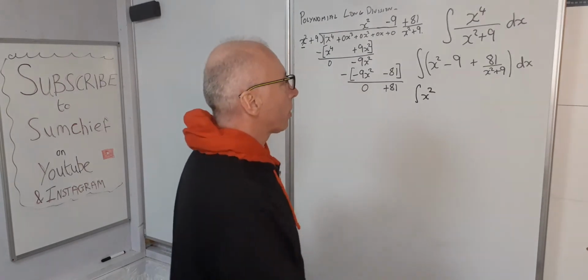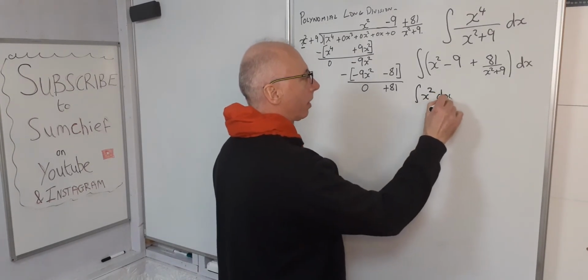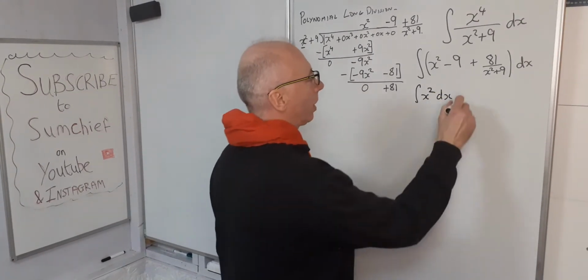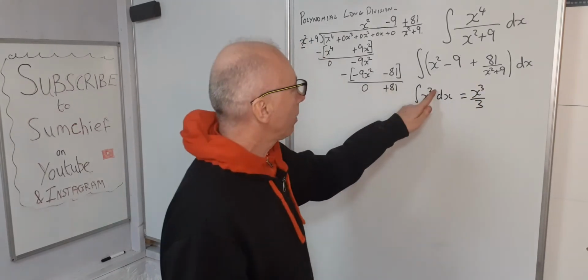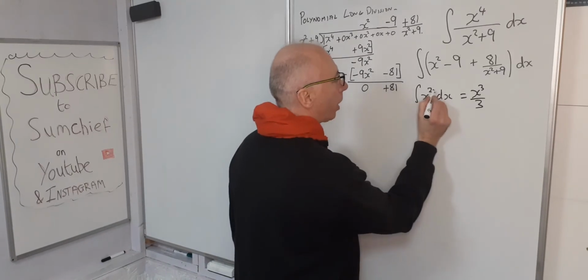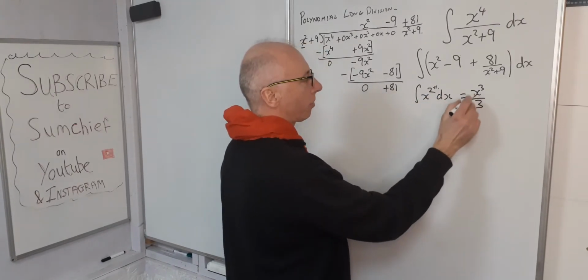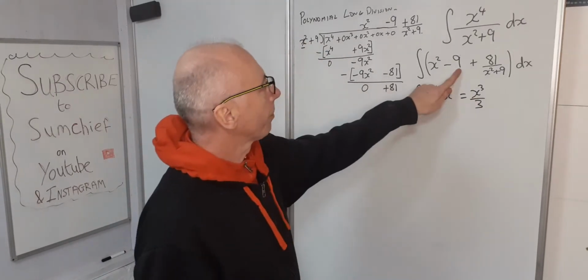So the integral of x squared dx, or just simple power rule, that equals x cubed over 3. Add 1 to the power and divide by the new power. So that's 3 and then divide by 3.